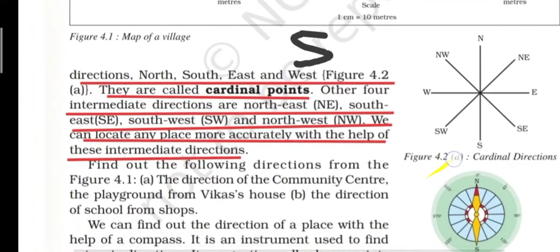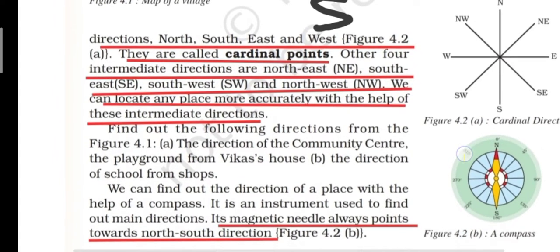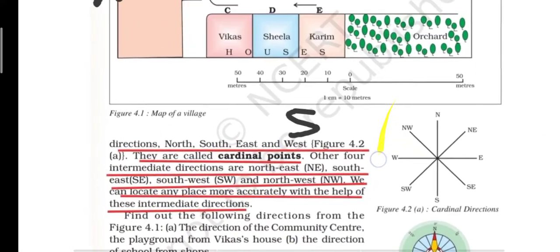So if we have the knowledge about intermediate directions, we will locate places more accurately on a map or anywhere. Next, children, here is a small activity. Find out the directions from figure 4.1. And what directions do we have to find? The direction of the community center and the playground from Vikas's house, and second, the direction of the school from the shops. So children, we have to refer to figure 4.1.